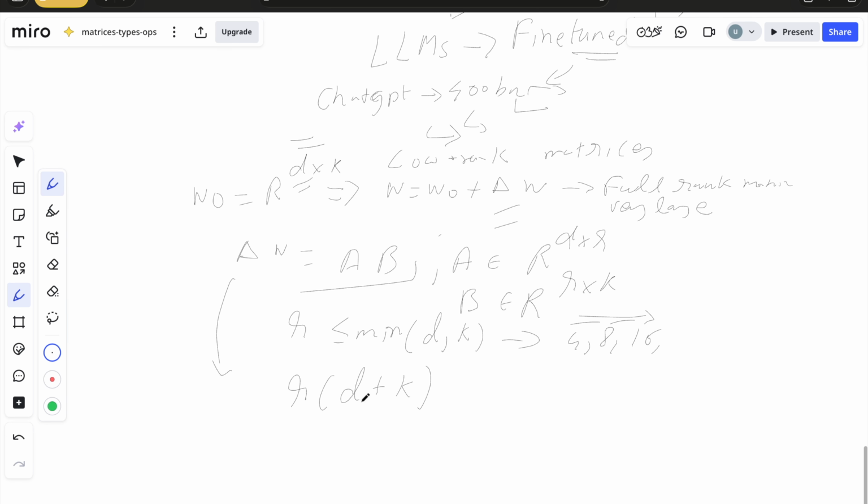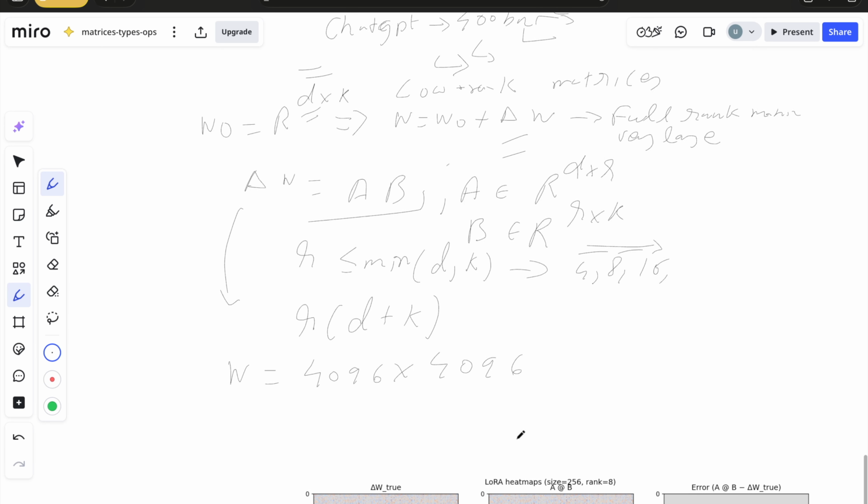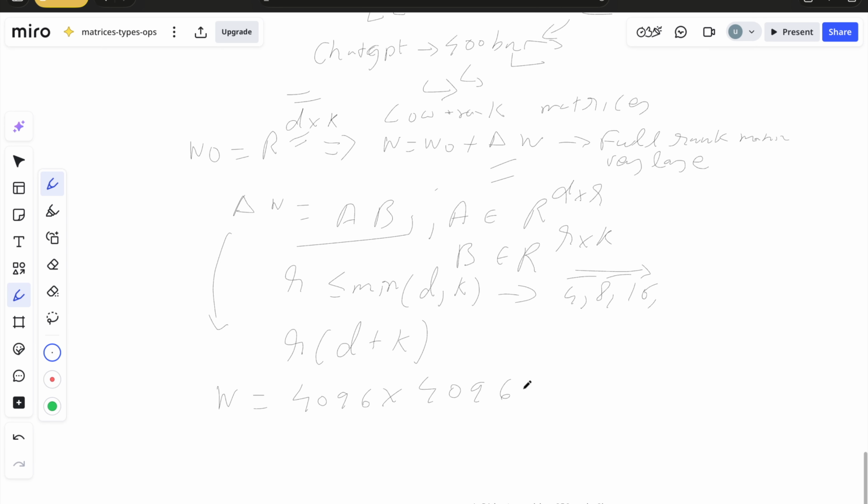Let's say for example you have a very large weight matrix, right? Let's say W is equal to 4096 cross 4096. This is very large, right? And this means that it could have parameters close to 1.6 crores, I think 1 crore 67 lakhs something. If you multiply this, you will get these parameters.